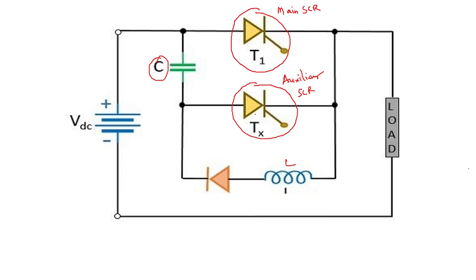Okay, so here when the capacitor is initially charged, it will be charged as plus minus, and then the main SCR will start conducting if you give a trigger pulse. And after that, when you want to turn off, you can trigger the auxiliary SCR. When this is triggered, the capacitor will change its polarities, and this polarity will become reverse polarity for the main thyristor, and the main thyristor can be turned off, which is called commutation. So the auxiliary SCR or auxiliary thyristor is used to turn off the main SCR.